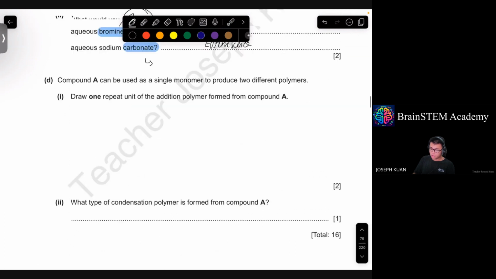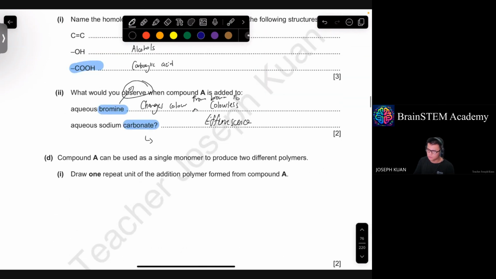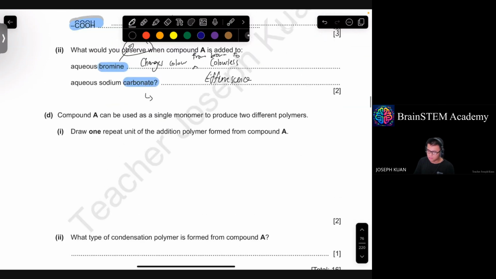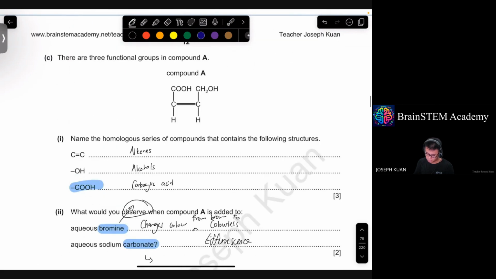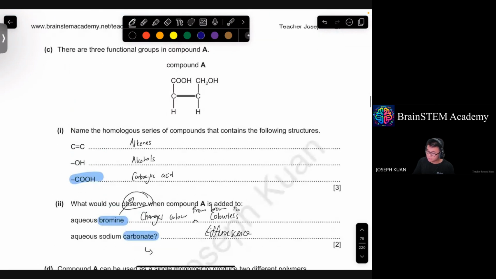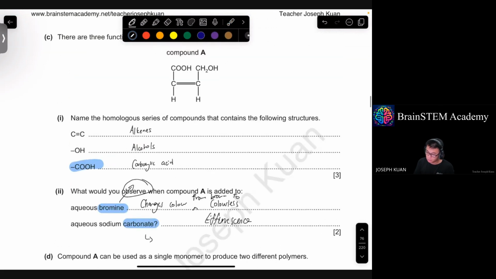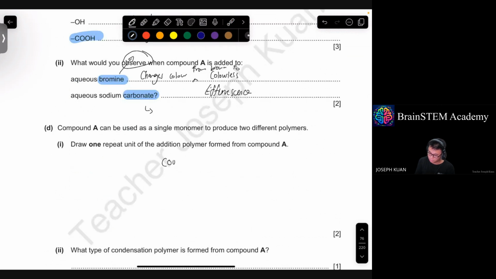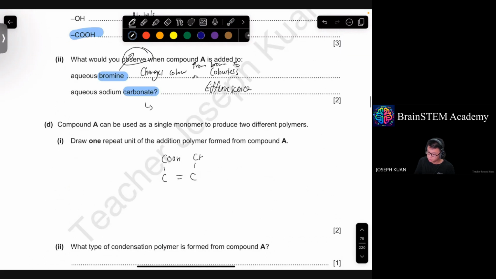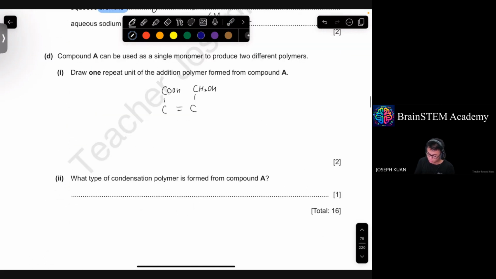Right? Next question. Compound A can be used as a single monomer to produce 2 different polymers. Draw one repeating unit of the addition polymer formed from compound A. So to draw the repeating unit, all we need to do is just, quote unquote, open a double bond. So you can just copy and paste the entire thing first. Now you just need to open the double bond and make it into 2 single bonds on the edges. Right, so that's the repeating unit.